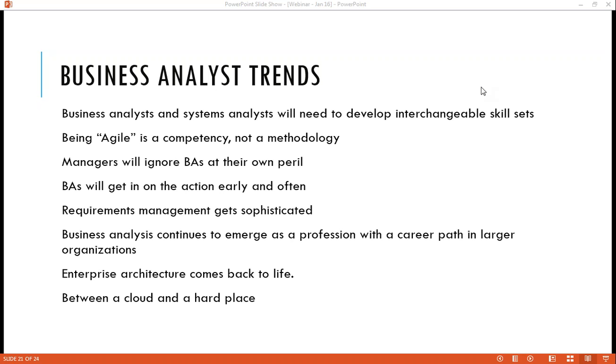Business analysis continues to emerge as a profession with a career path in larger organizations. Like I said earlier, the organizations were not really realizing the importance of BAs, but now they are, and almost all the companies want to have a dedicated BA in the project, who is liaising between different teams and driving the project.